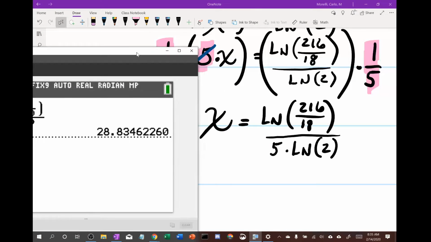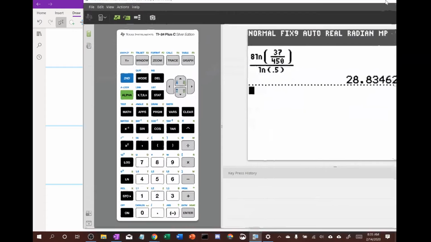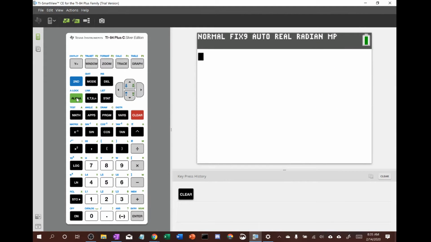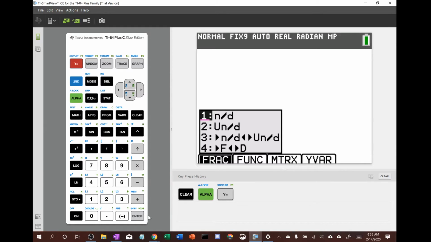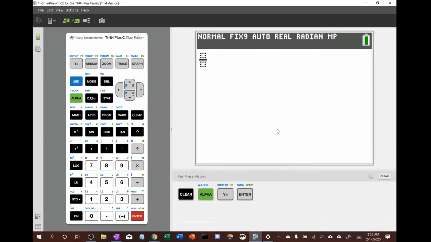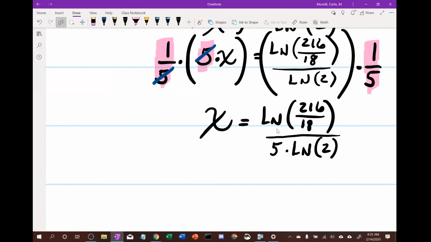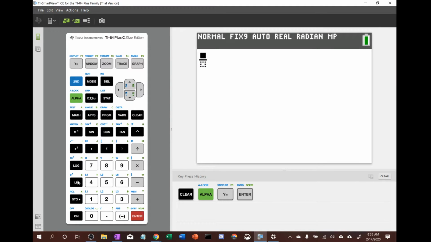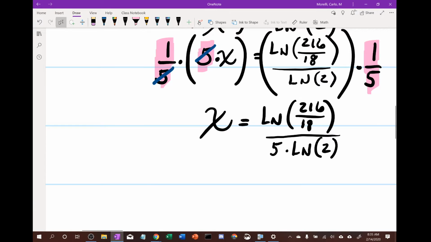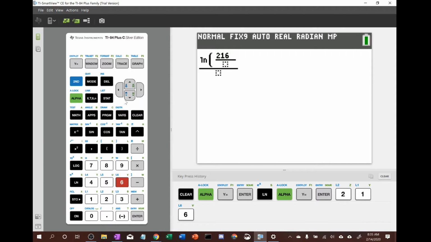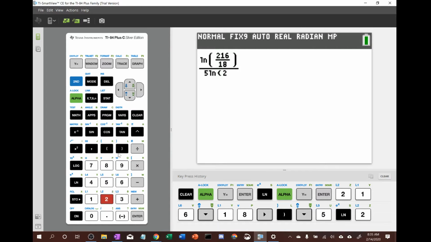And so let's make sure it's ln of, so here's how you want to do this. Clear this out. Hit alpha, y equals, enter. You're going to have to hit that again in a second. Let me go back and look at the problem. Okay, hit ln. And now hit alpha, y equals, enter again. Okay, put 216 on the top and 18 on the bottom in the numerator. Close parentheses. Go down here, type 5 ln 2, like that.